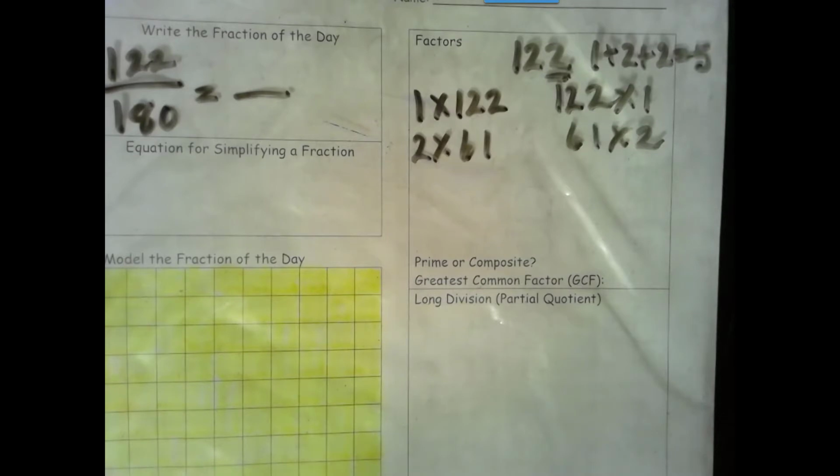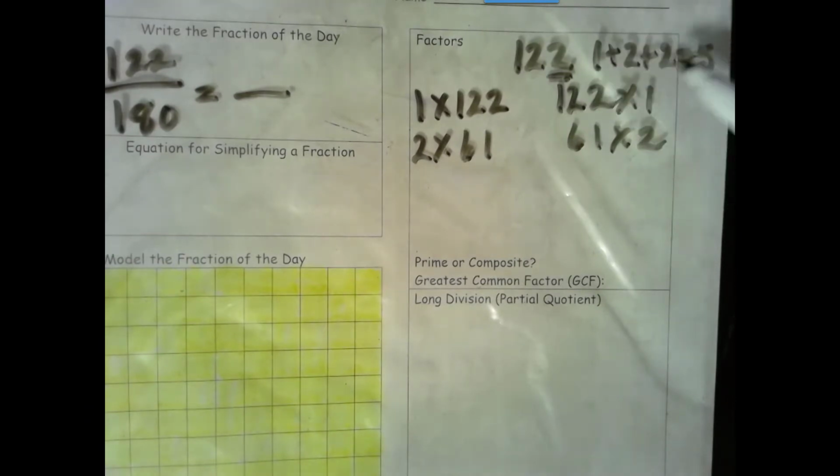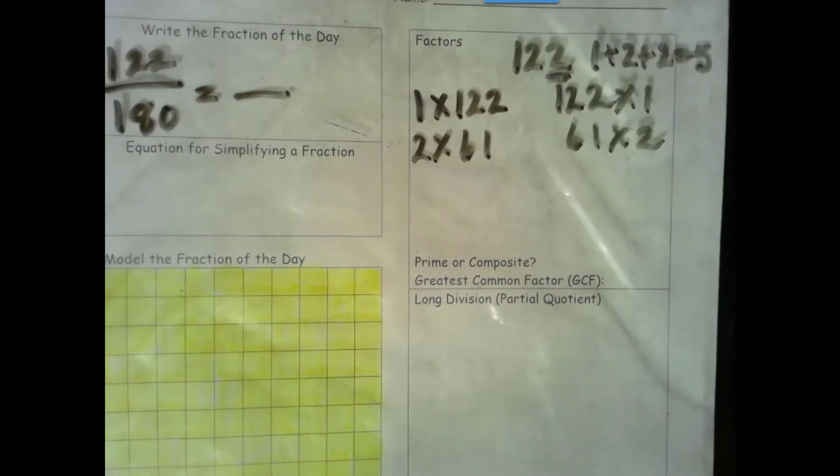We try 7. 7 times 10 is 70, 77, 84, 91, 98, 105, 112, 119, 126. 122 is not in that list, so 7 is not a factor. We try 8. 8 times 10 is 80, 88, 96, 104, 112, 120, 128. 122 is not in that list, so 8 is not a factor. We try 9. The rule for 9 is the same as 3. We add the digits together. We get 5. 5 is not a multiple of 9, so 9 is not a factor.